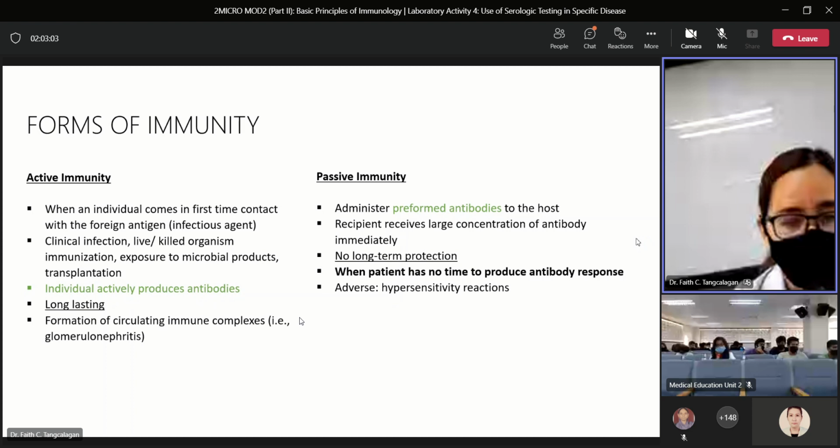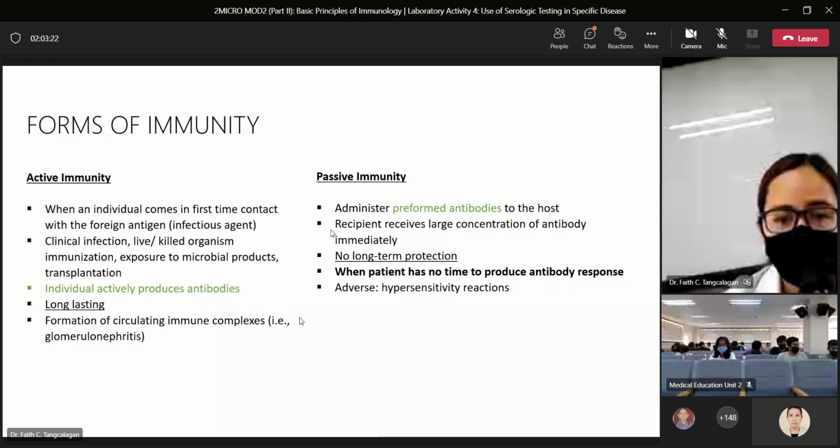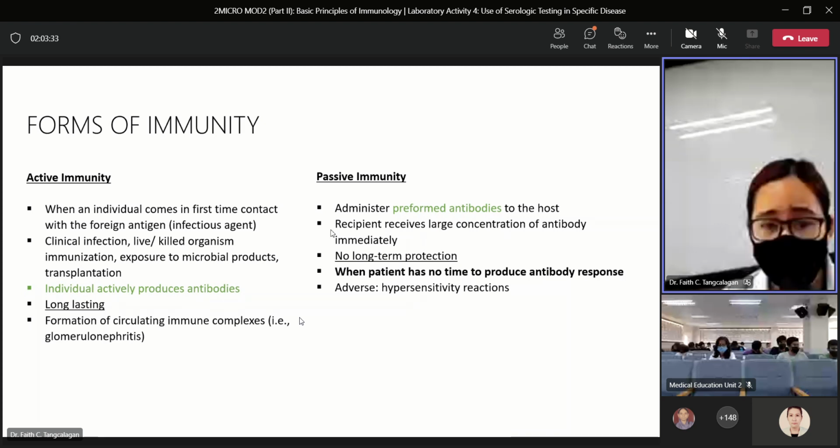While passive immunity is the administration of preformed antibodies, introduced to the host. The recipient receives a large concentration of antibody immediately, and then your body reacts to the antibody given. But it's not long term. That's the disadvantage, because it does not provide long-term protection, and it is only indicated when the patient has no time to produce an antibody response.